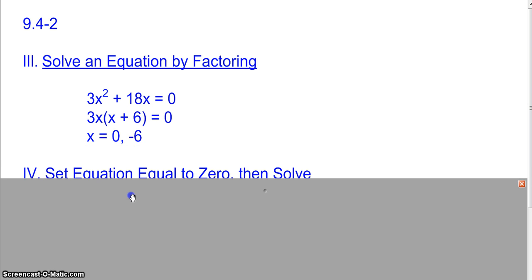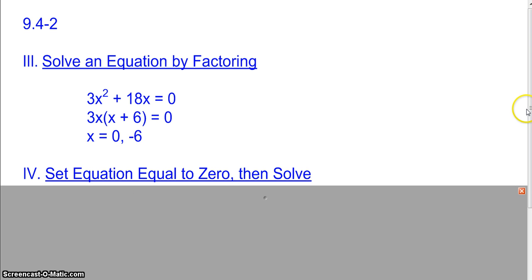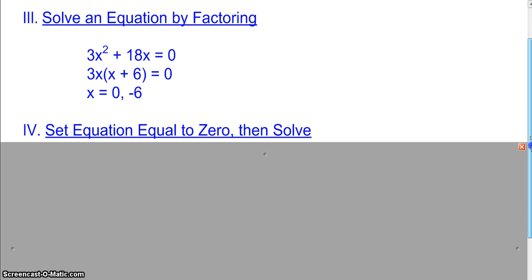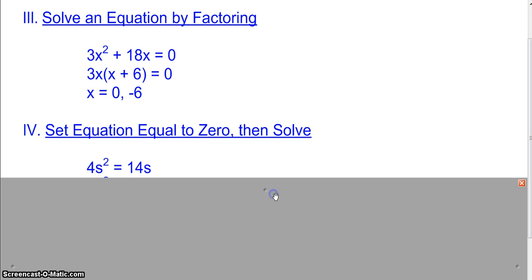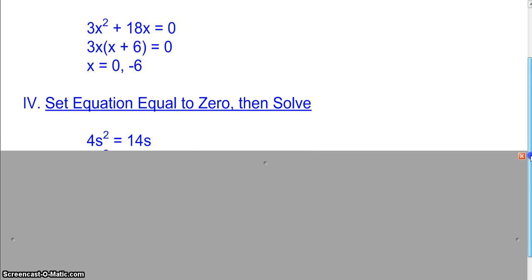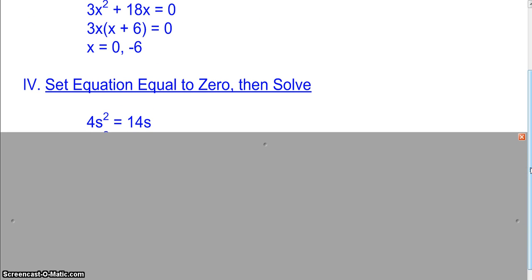Okay? So the next step would be to maybe transform an equation before we factor it. That's what this says. Set your equation equal to 0 first if you're going to find the solutions. So we might receive an equation that is not already equal to 0. 4s squared equals 14s. How might we transform this so that it is equal to 0, Tara?